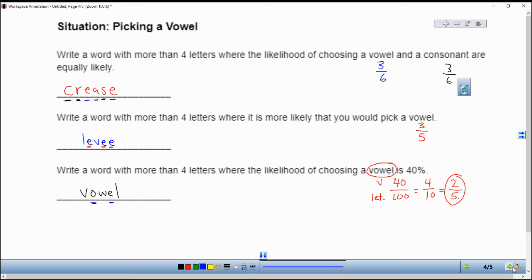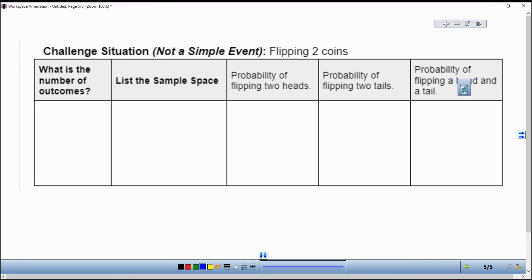All right, last one here we're going to take a look at is a non-simple event. So this is not going to be on the quiz because, again, this is not a simple event, but flipping 2 coins. Okay, flipping 2 coins. So first thing we're going to do is list the sample space. So if you flip 2 coins, one outcome could be you get a heads and a heads.